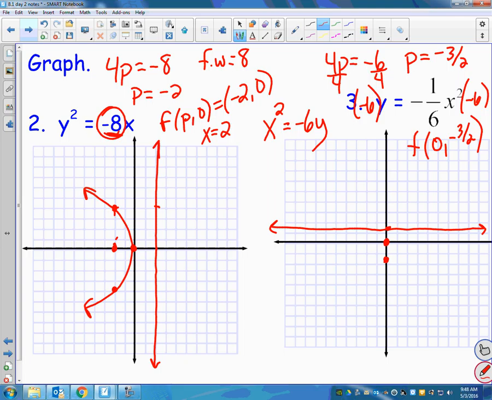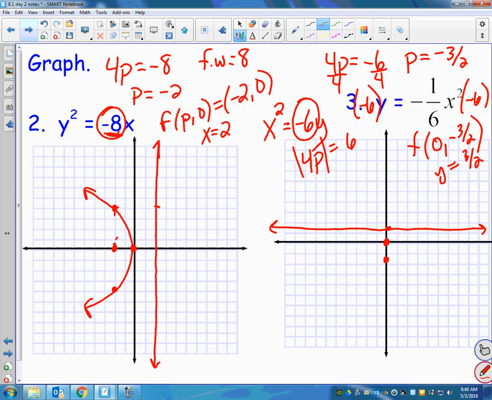Your directrix is the opposite sign. So if P is negative, then your directrix is going to be positive, because the opposite of negative 3/2 is positive 3/2. And then remember that this number is your 4P, absolute value of 4P. So it's really nice because we know that this is just going to be 6, right? Positive 6 is the absolute value.